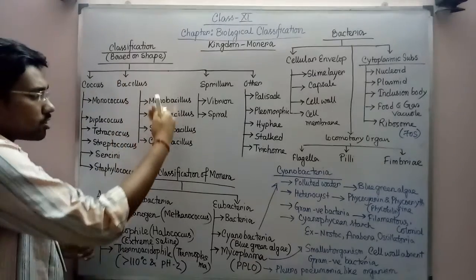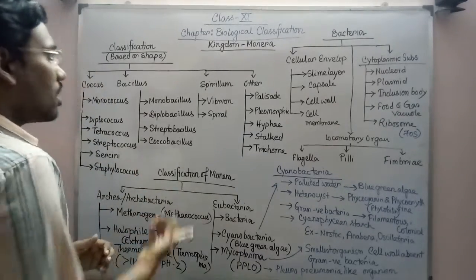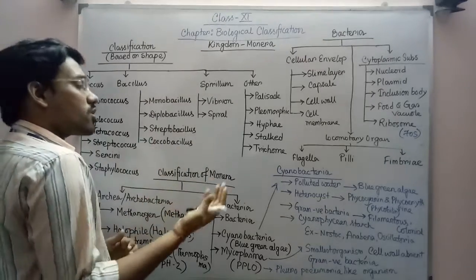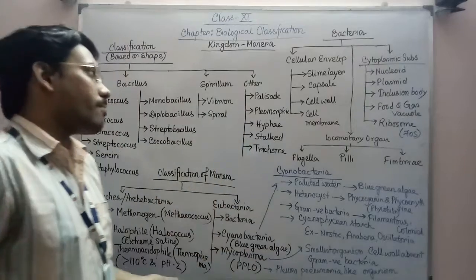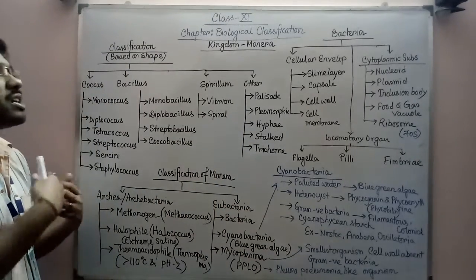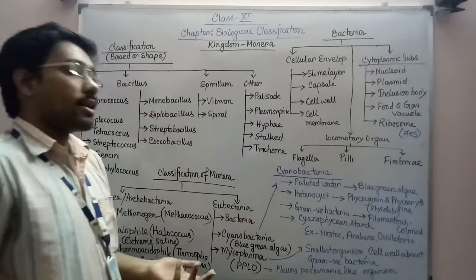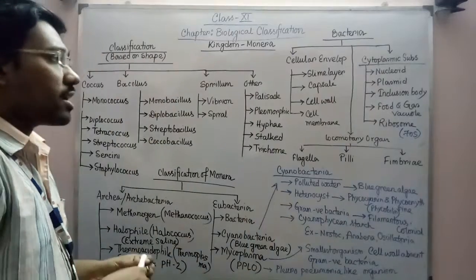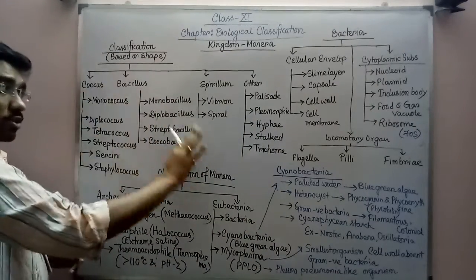Under bacillus bacteria also, we have seen various categories based on their number, based on their association. Spirilla means specifically spiral shaped bacteria, as well as Vibrio or comma shaped bacteria coming under this category. And within other shape, palisade shaped bacteria can come. Pleomorphic, that is multiple shape showing bacterial cell, can come. Hyphae shaped bacteria can come. Stalk shaped bacteria can come, as well as stem hair or trichome shaped bacteria can come also within this. So this is the total classification of bacterial cell based on the shape.